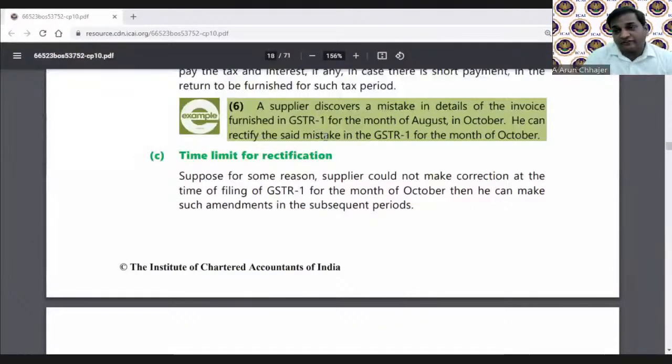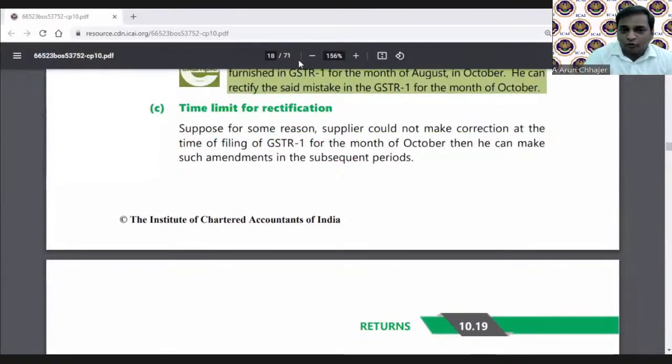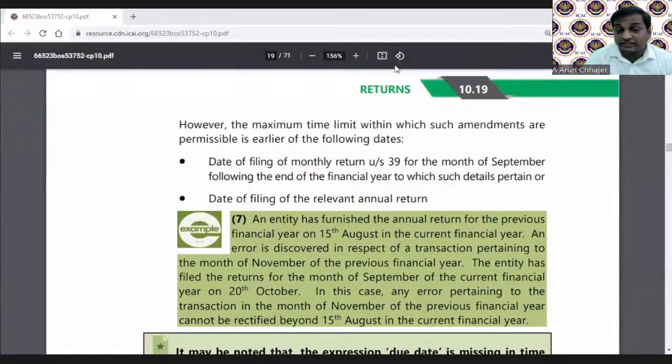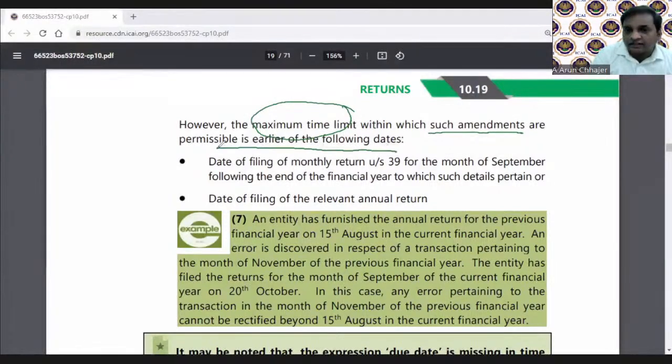Time limit for rectification. Suppose for some reason the supplier could not make the correction at the time of filing the GSTR1. Can he make such an amendment in a subsequent period? Or is there any time limit to rectify? Yes. The maximum time limit within which such amendments are permissible is the earlier of the following dates: the date of filing of the monthly return under section 39 for the month of September following the end of the financial year, or the date of filing of the annual return, whichever is earlier.